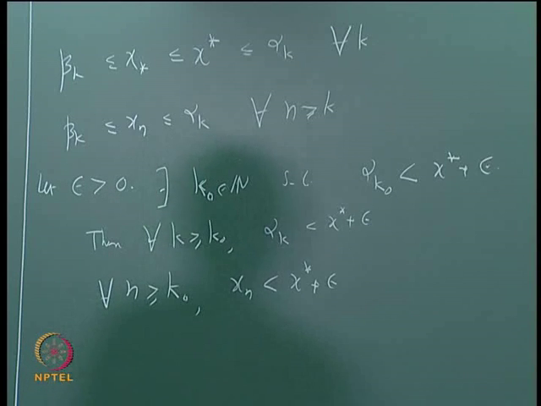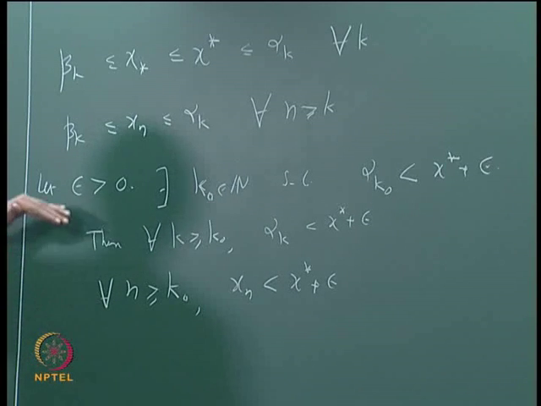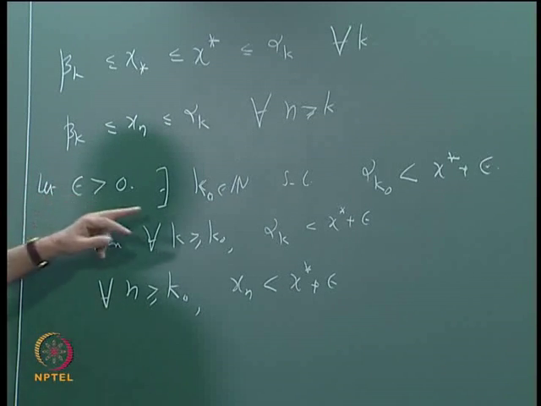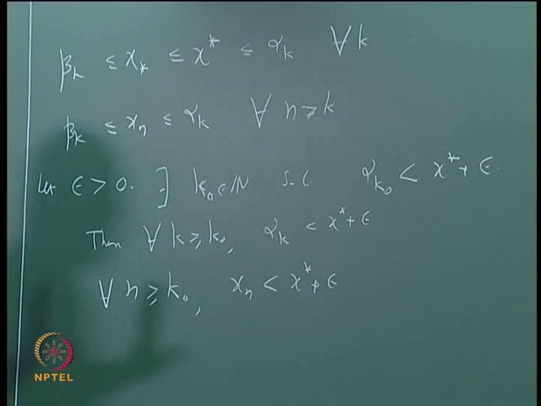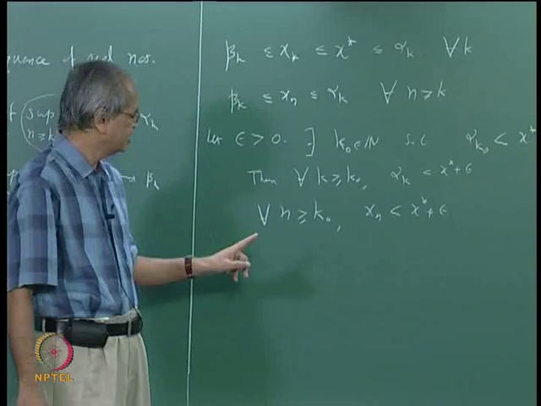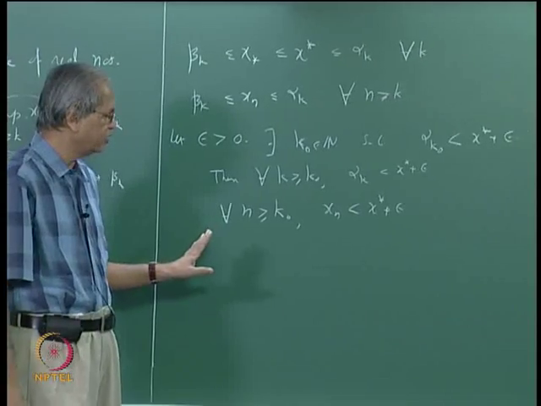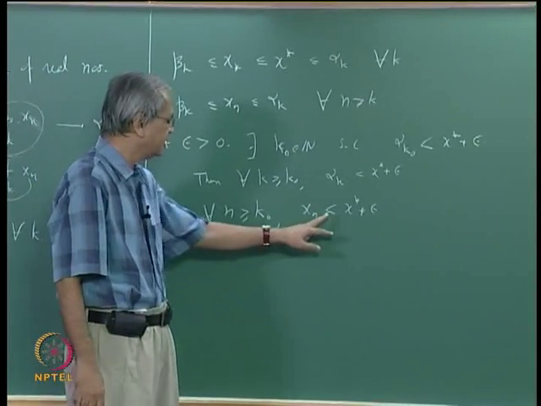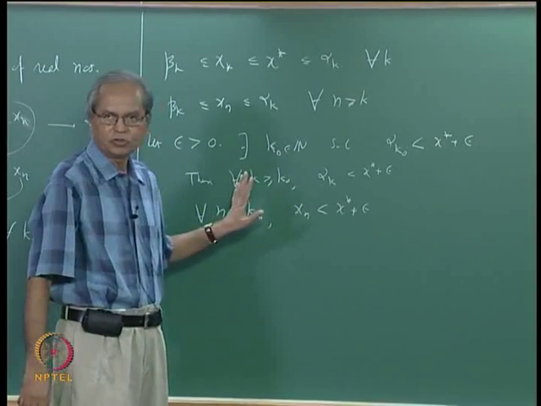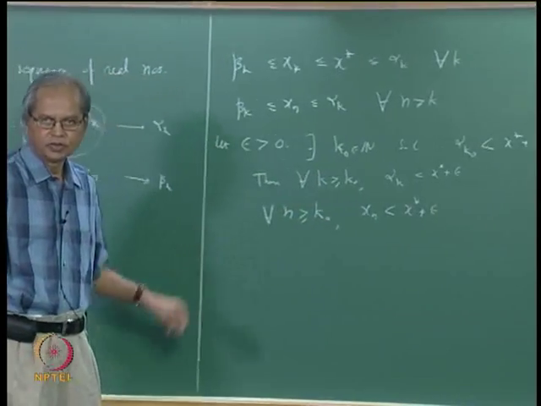All right. So what did we prove? That for any given epsilon there will exist some k naught such that for all n bigger than or equal to k naught, xn is less than x star plus epsilon. That is clear?